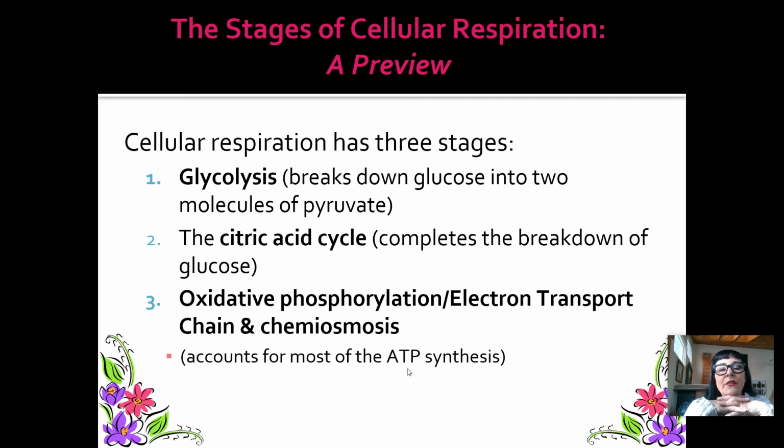Now, in this particular step, we're going to release a lot of energy and high energy electrons, but those are going to end up being taken away by electron carrier molecules. We're only going to produce 2 ATP here, only 2. And then all of those electron carrier molecules from glycolysis and the citric acid cycle are going to end up at the electron transport chain, where through oxidative phosphorylation, we'll go through what that means, and a process called chemiosmosis, this is where we're going to make most of the ATP.